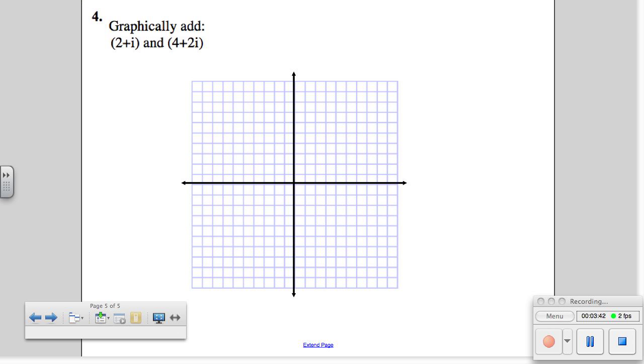And finally, the last one, if I graph 2 plus i, we'll go over 2 and up 1, there's 2 plus i, and 4 plus 2i, you get those two. You can see they're kind of in the same line there. If I add them together, I get 6 plus 3i, and I'll go over 6 in the real direction and up 3i in the imaginary, and the blue would be the final addition vector.